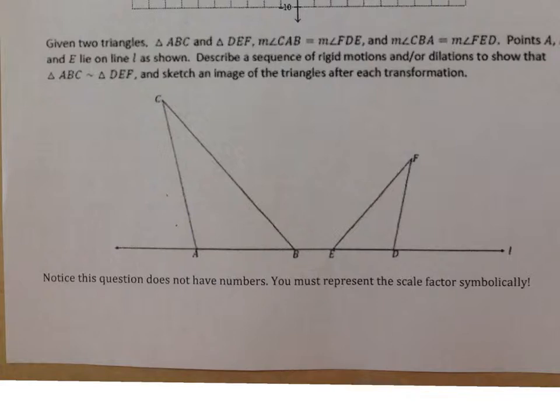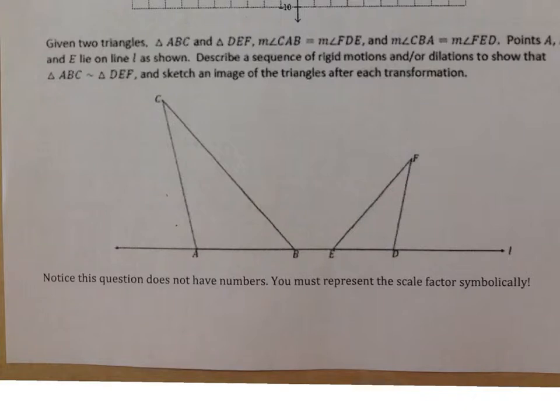If I can do that, I've proven that the two triangles are similar. So in order to do that, I'm going to have to do some moves or some transformations to get the shape on the right to land on the shape on the left. And this is one thing that can be done. So just stick with me on this. I need to get these triangles to land on top of each other.